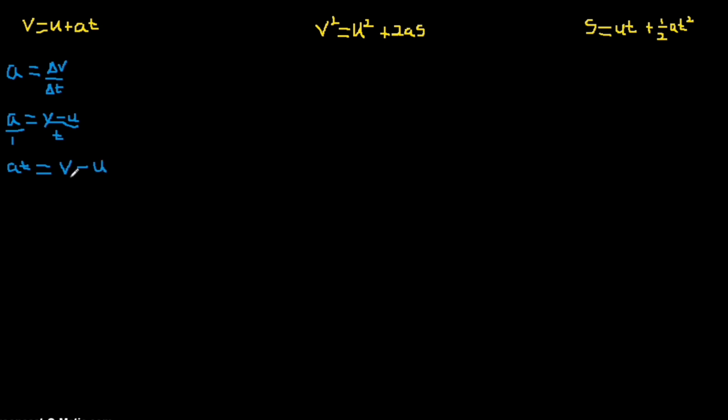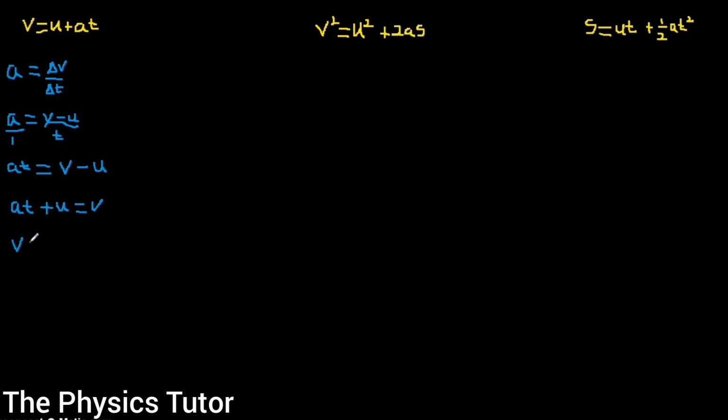To make v the subject of the formula, we have to move u to the other side of the equation, or we have to add u to both sides of the equation. We know that at plus u is equal to v, which implies that v is equal to u plus at. So this is how you can prove the equation on the left side.